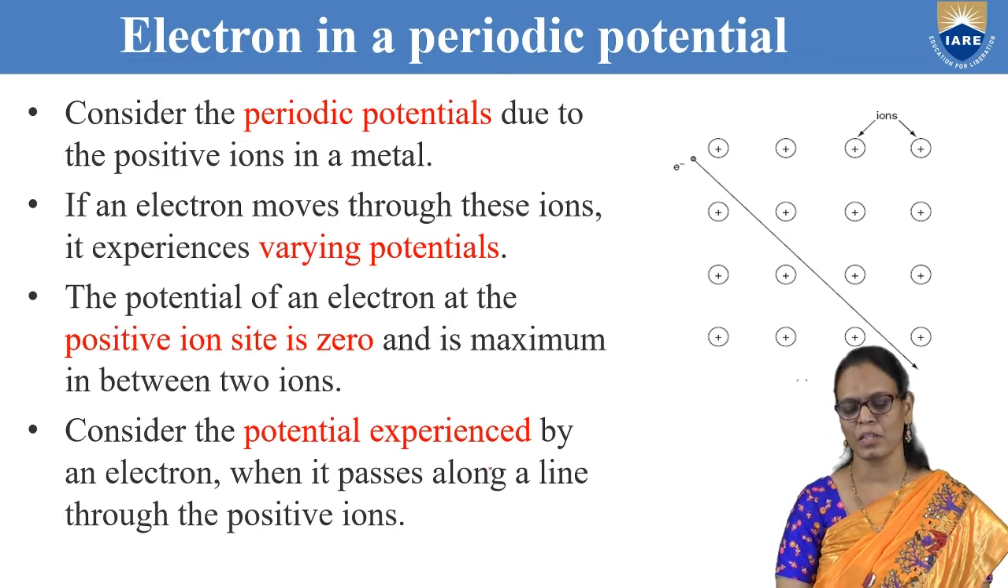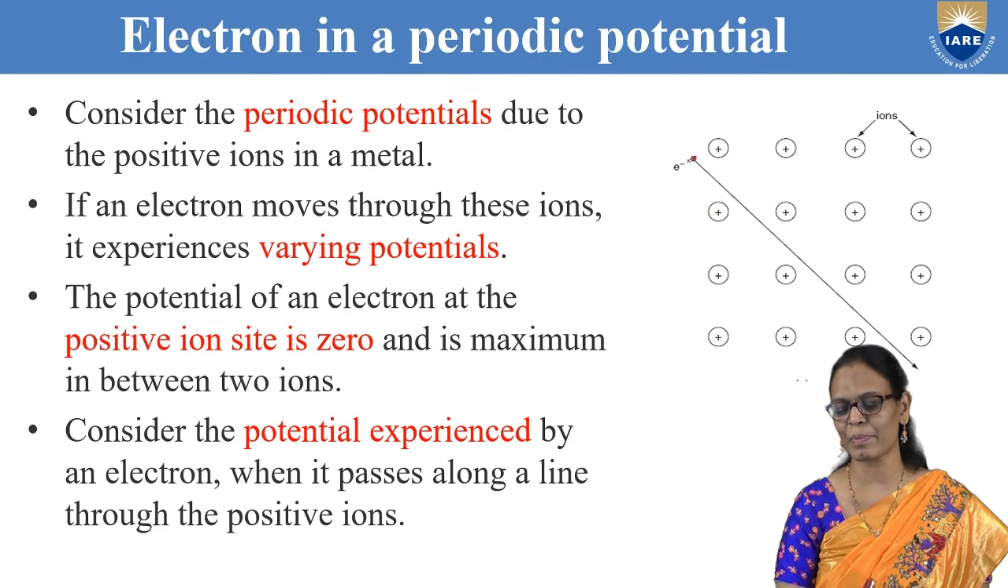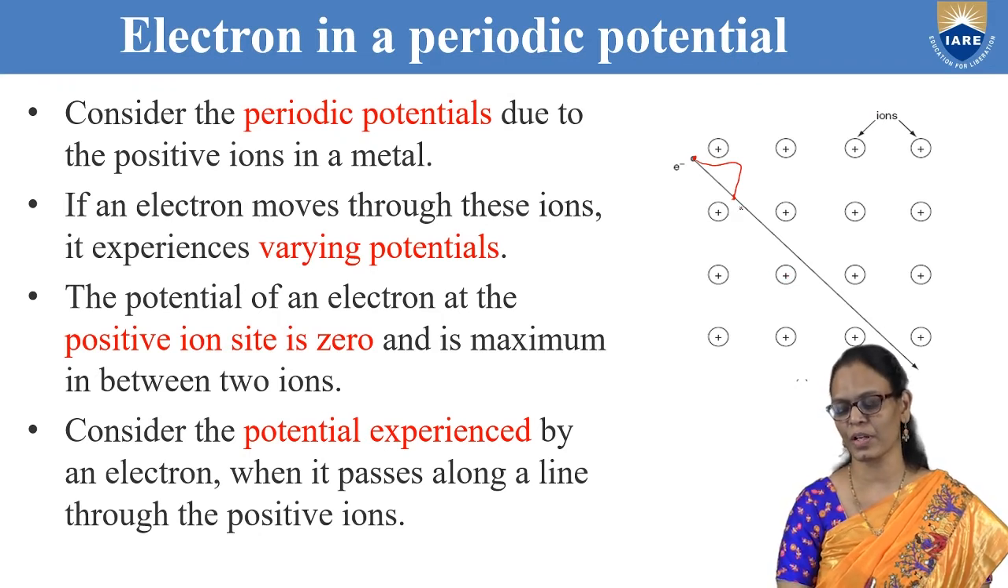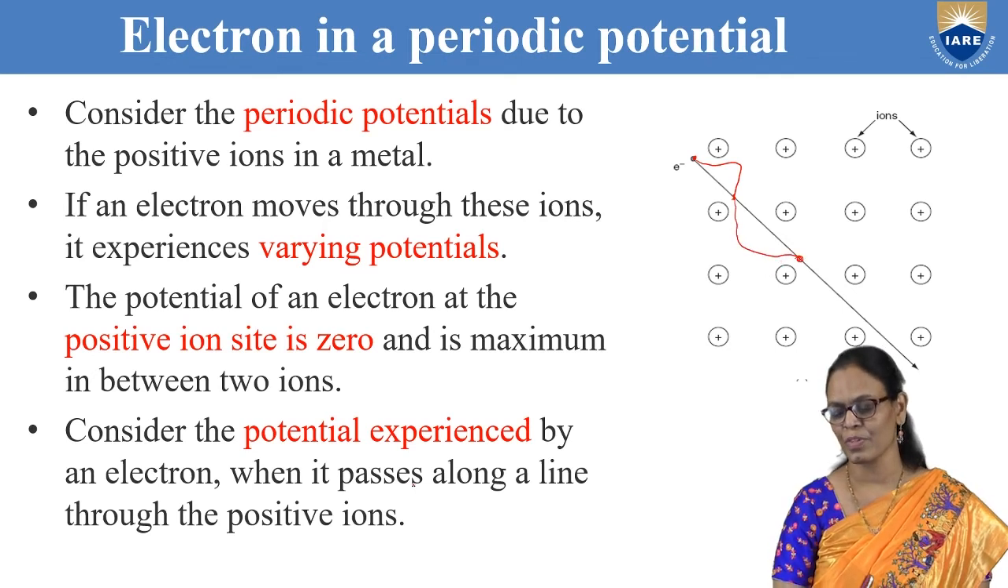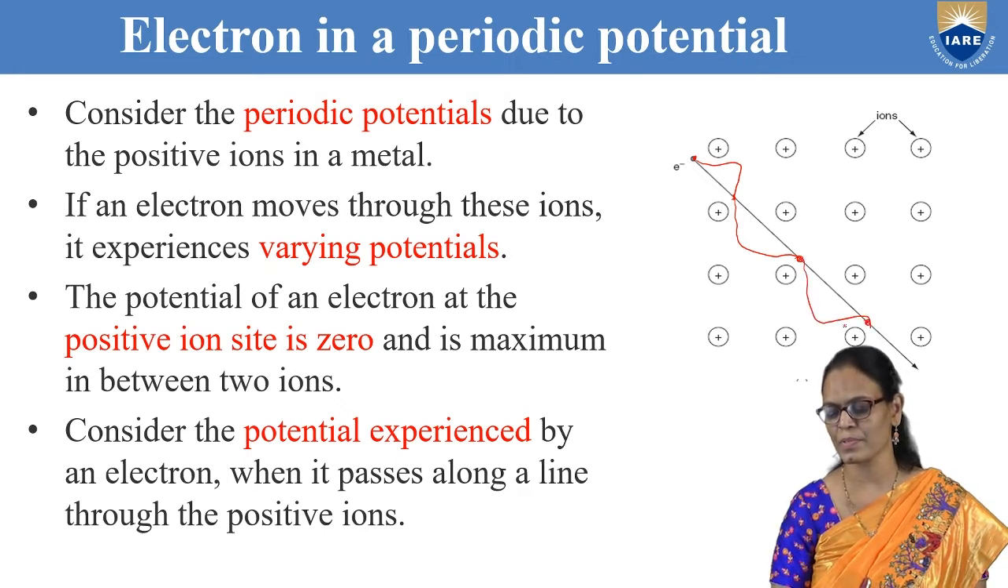Then what happens? The potential of the electron at the positive ion site is 0. So, here it may be minimum, until it comes to another positive site. In this region, the potential may be maximum. Here it may become minimum. And then again, until this electron comes in interaction with another positive ion, it may increase. But when it comes here again, it becomes minimum. So this is how it keeps on varying. Again, it will increase. Here it again becomes minimum.